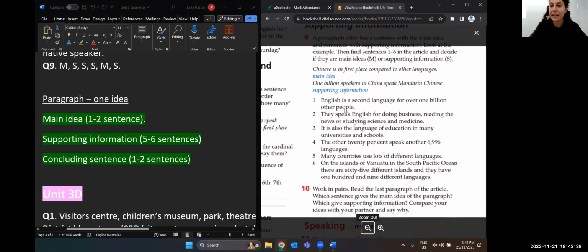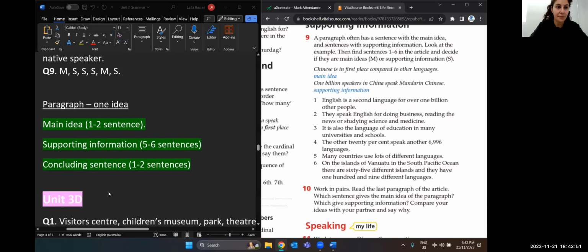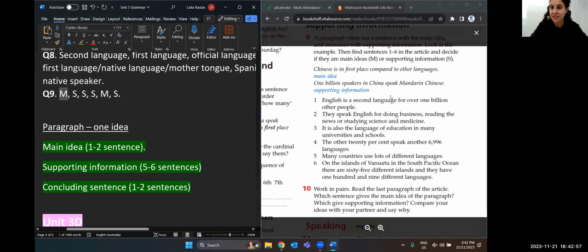So let's look at number one. Is it a main idea? You can put an M, or is it a supporting sentence? If I said English is a second language for over 1 billion other people, that's a main idea. That's not an example. That's the main topic.